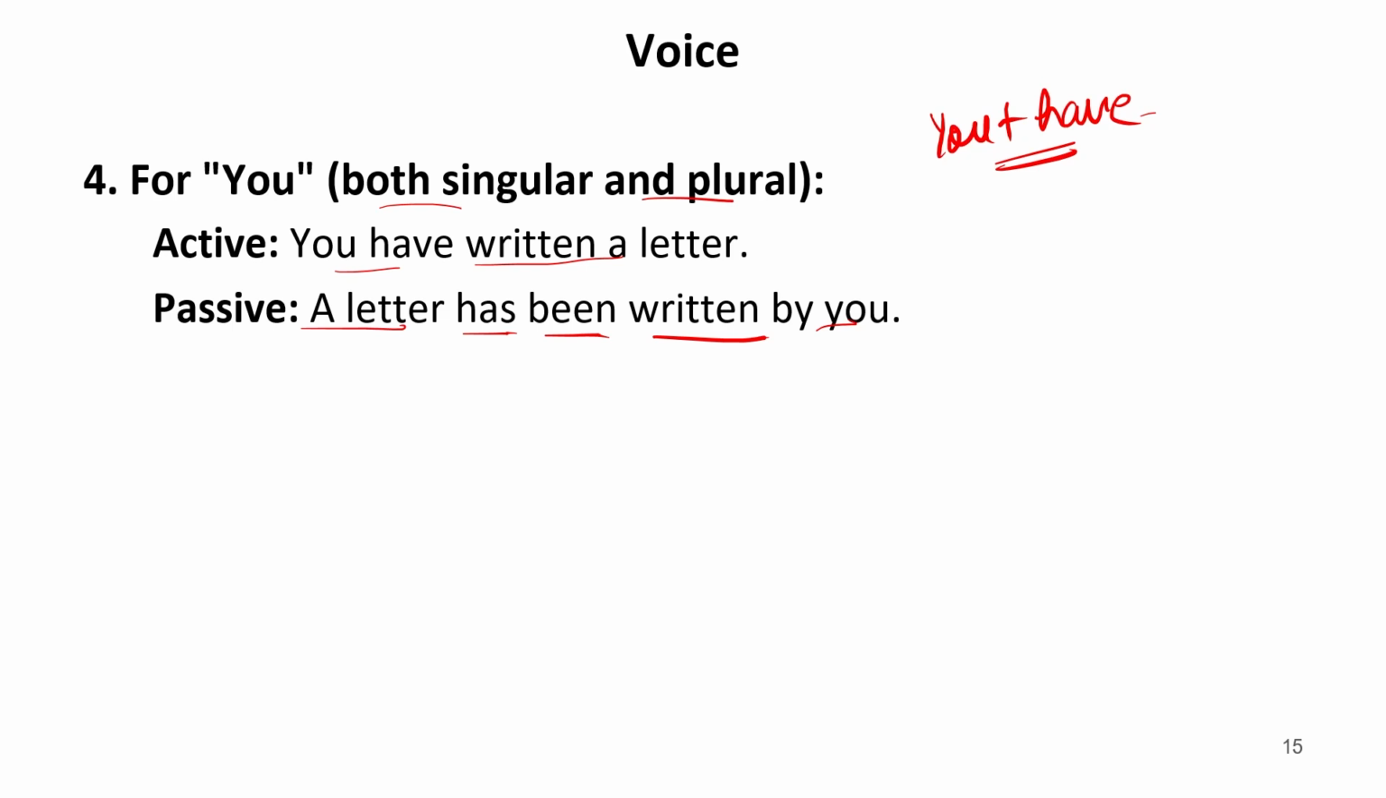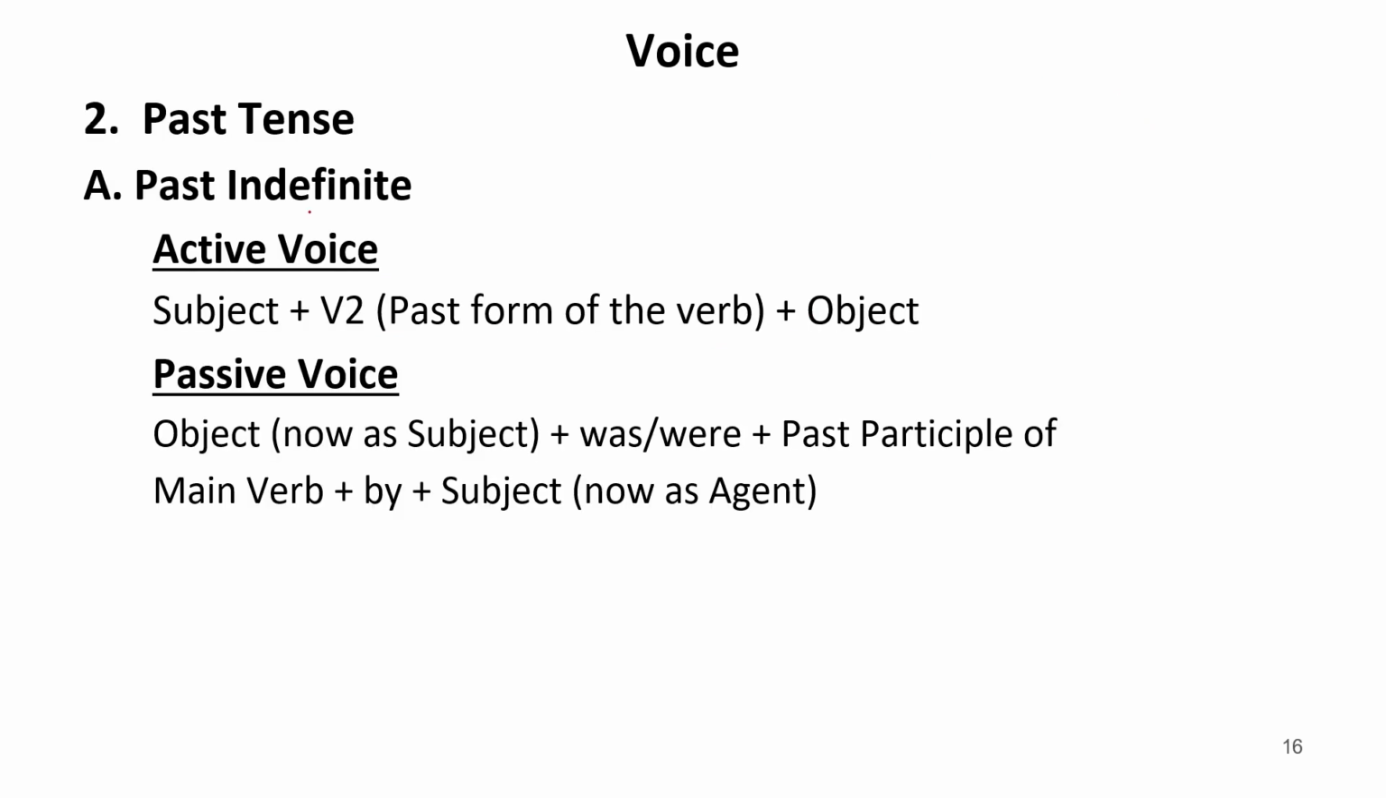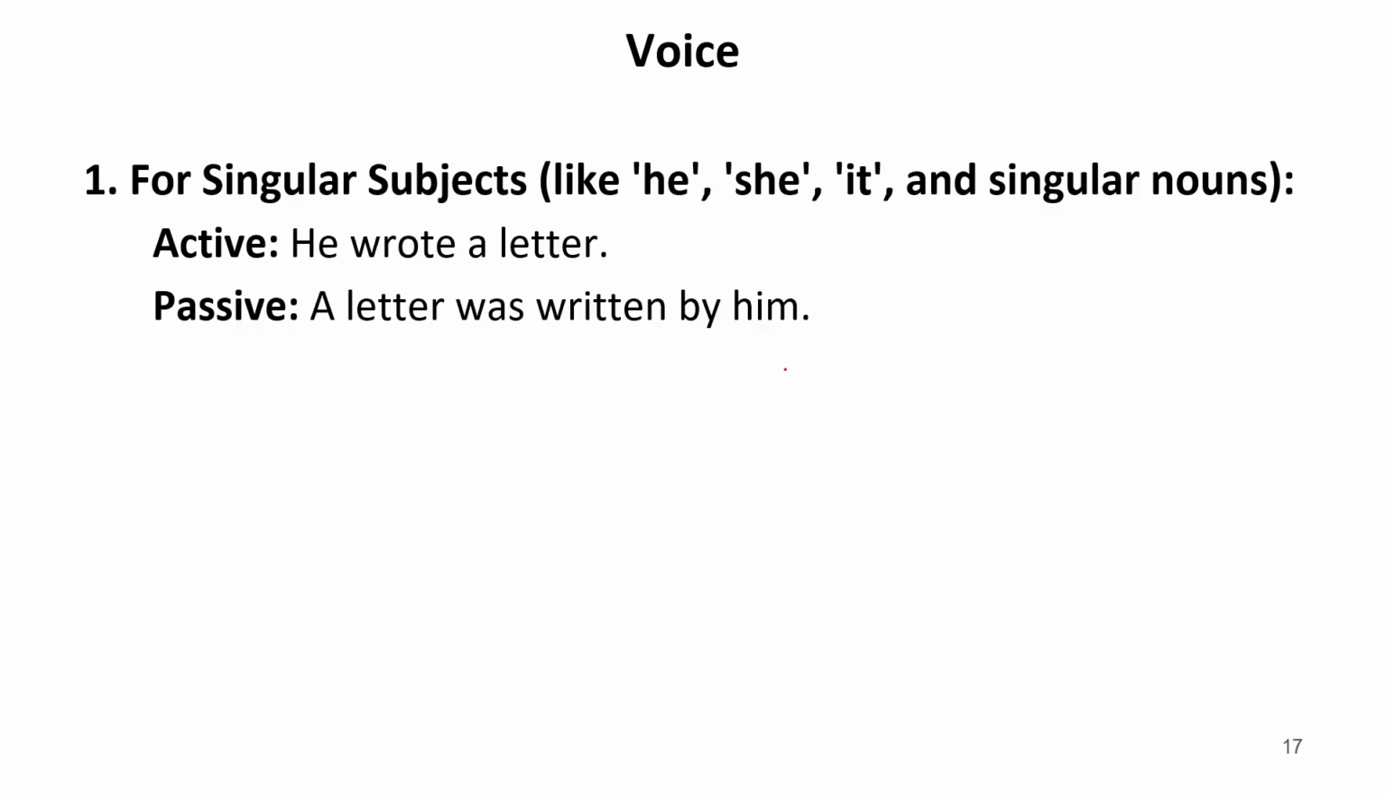Now we'll begin with past tense. So first we have past indefinite tense. The active voice is like subject plus verb second, that is the past form of the verb, plus object. Now the passive voice is object now as subject, was/were, then the past participle of the main verb, then by plus subject now as agent. Let us see this with an example. First is: he wrote a letter. So he is the subject, wrote is the main verb second form, and a letter is the object.